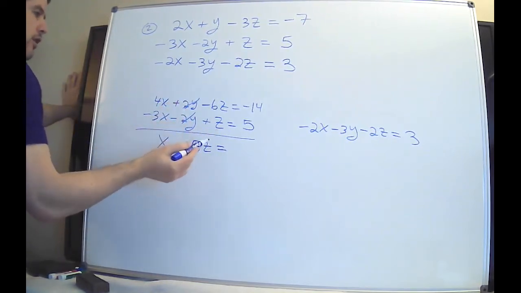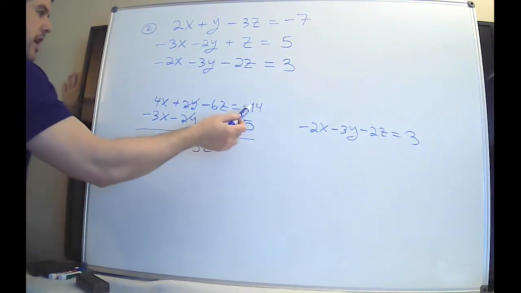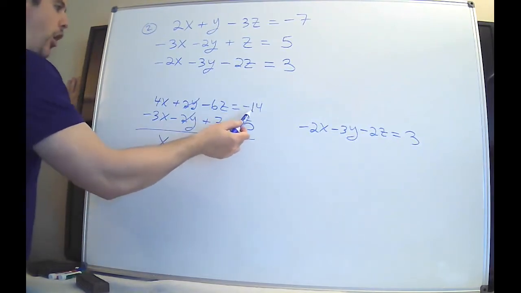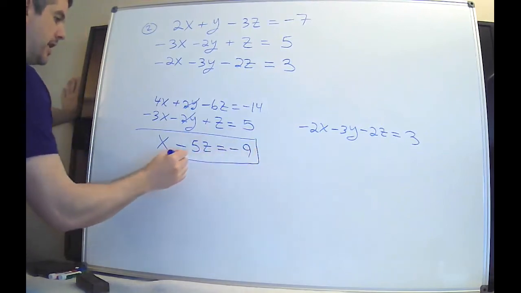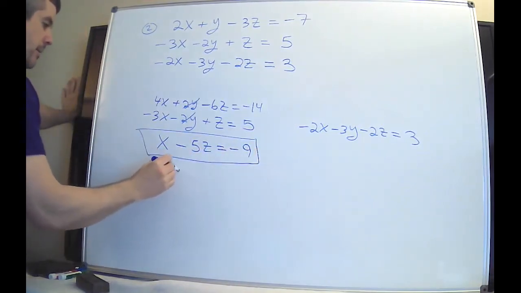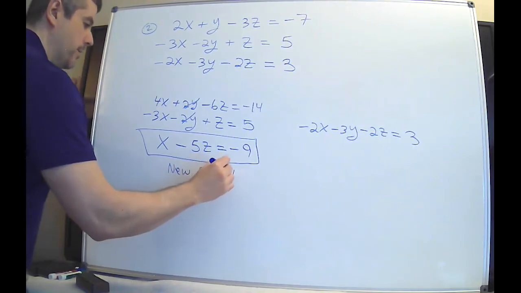Positive 2y minus 2y cross out. -6 plus 1 is -5. Equal sign, bigger equal sign. -14 plus 5. You owe me $14. You pay me 5. You owe me 9. Much nicer. Remember, new equation number 1.